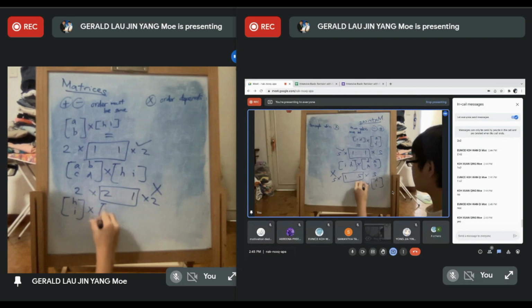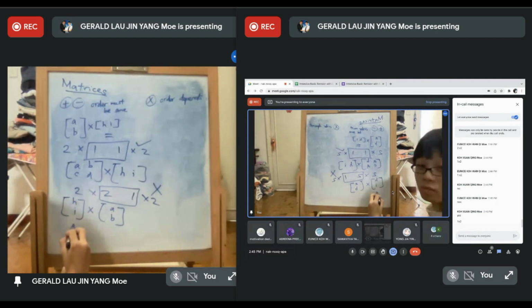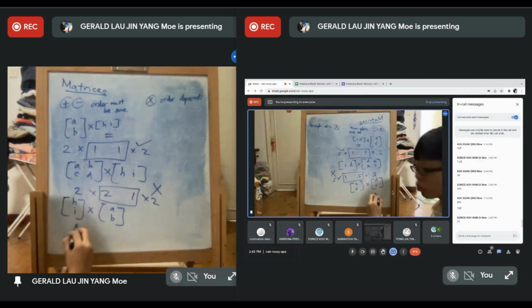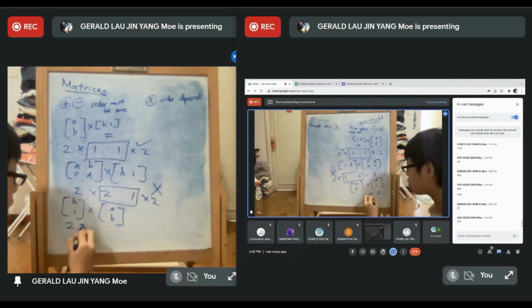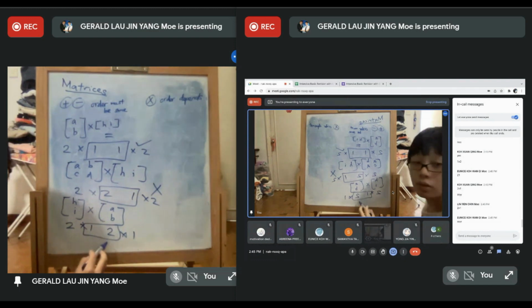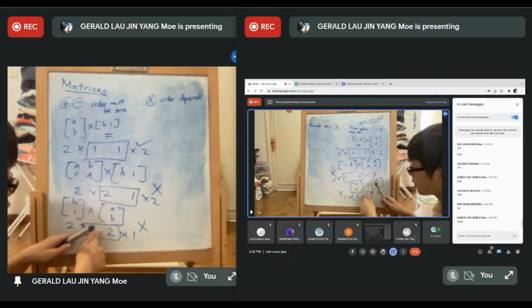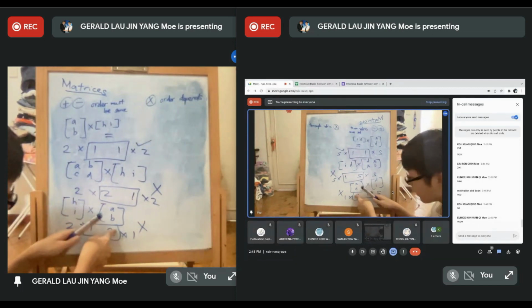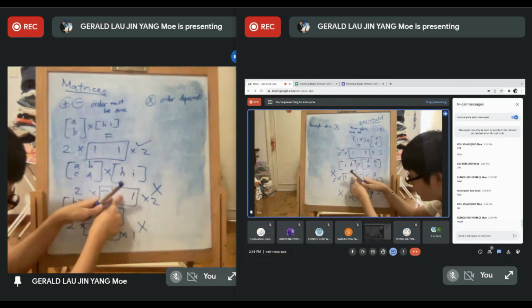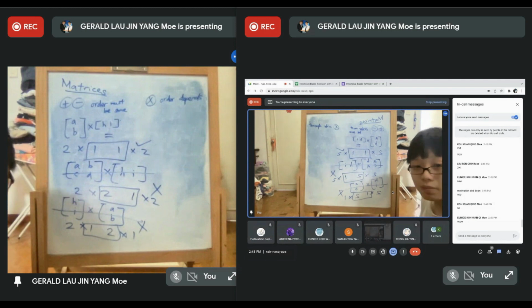HI times AB. Okay, what's the order? 2 times 1. Is it the same? 2 times 1. Can multiply or not? No, cannot multiply. So you have to look at here. If it's the same, then only you can. For example, like this. If it's different, cannot. You cancel out. Cannot multiply, cannot multiply. Understand?